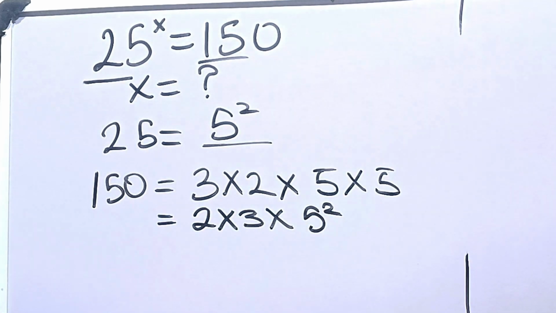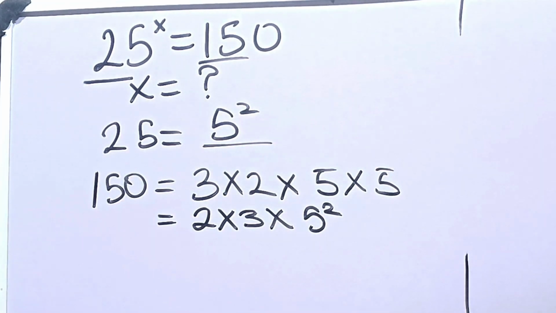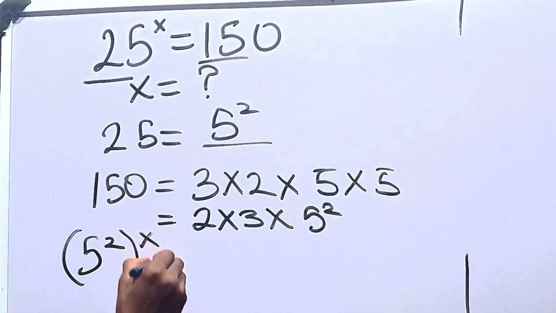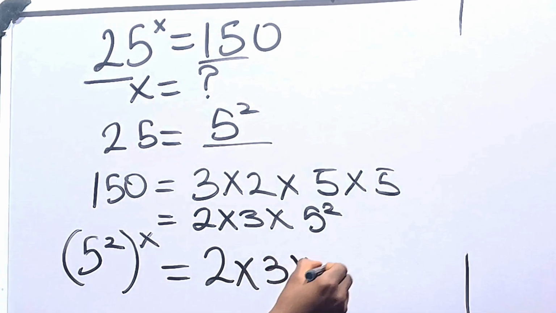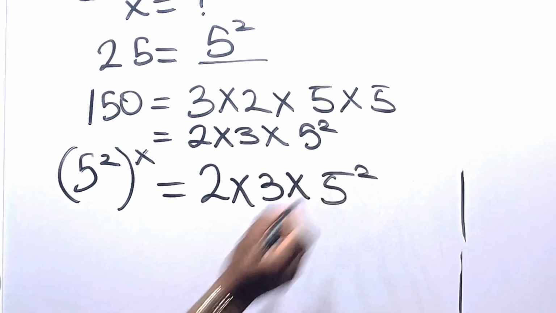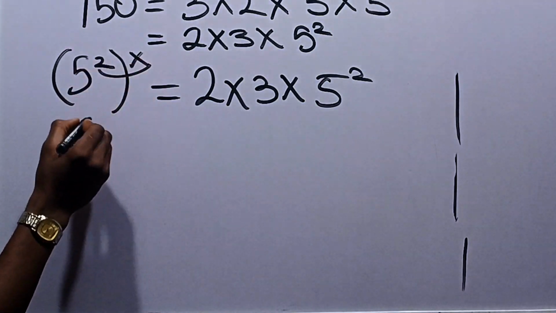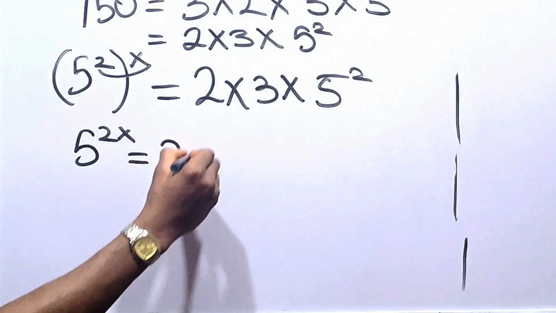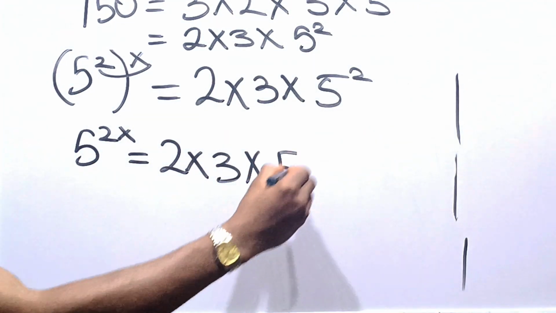Now, let's go ahead and replace 25 and 150 with these in this equation that we have from the beginning. Now we have 5 squared, raised to power x, is equal to 2 multiplied by 3 multiplied by 5 raised to power 2. Now at this point, let's open up this bracket. So we have 5 raised to power 2x is equal to 2 multiplied by 3 multiplied by 5 squared.